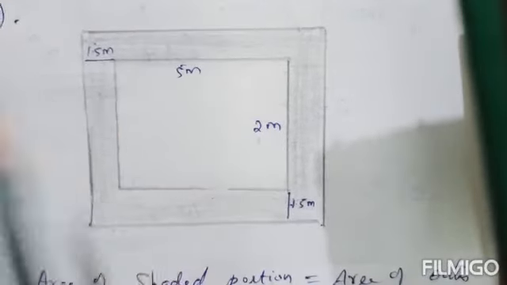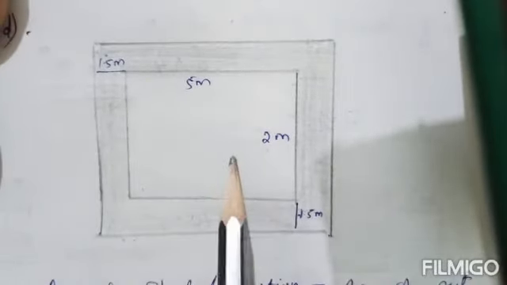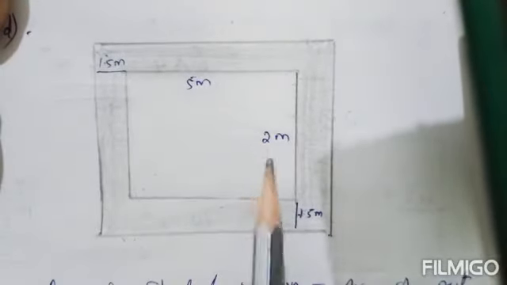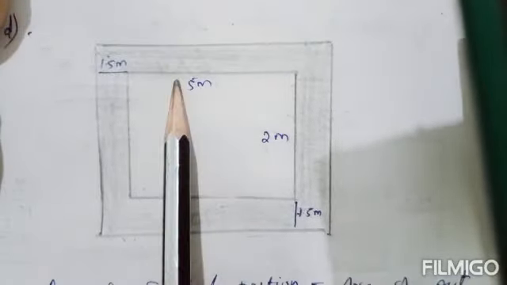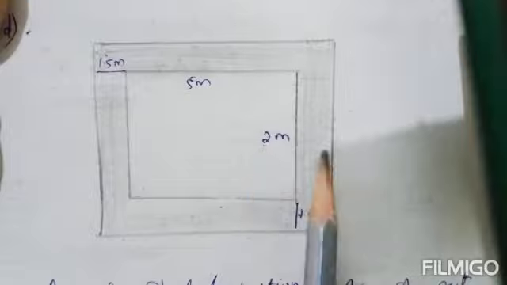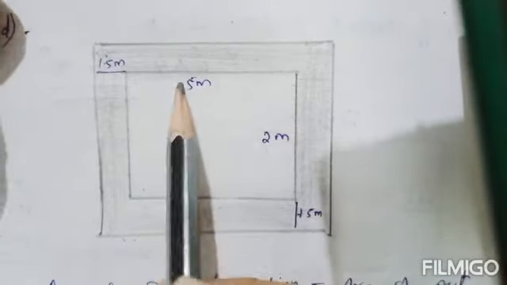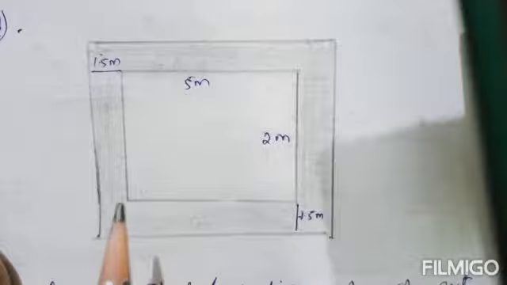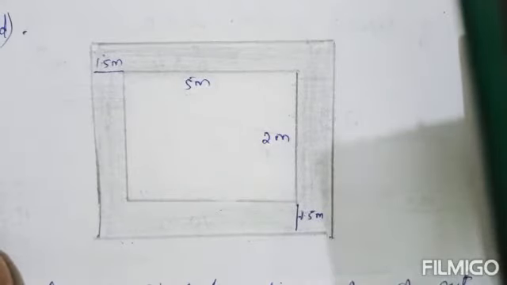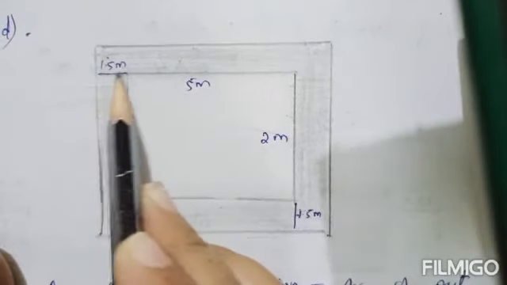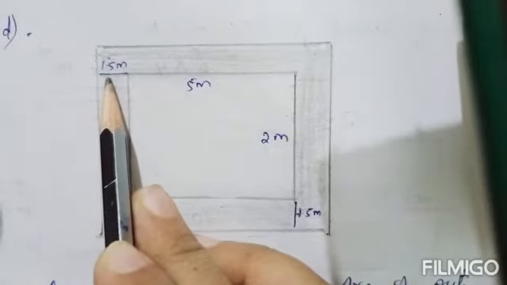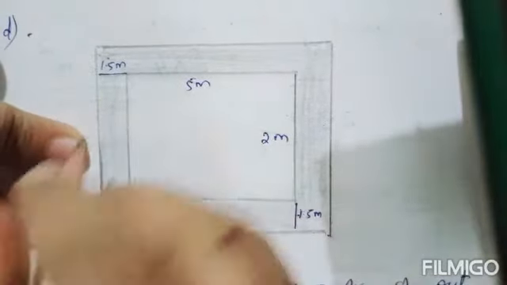Now how can you find the area of outer rectangle and inner rectangle? For finding the area of the inner rectangle, length and width are given, 5 meter and 2 meter. You can find that. For finding the area of the outer rectangle, we need to find its length and breadth. For that, it is given 1.5 meter apart. This distance is given.